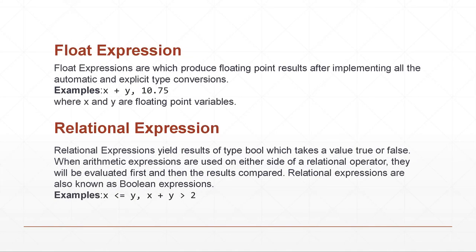Float expressions are those which produce floating point results after implementing all the automatic and explicit type conversions. Examples: x + y, 10.75, where x and y are floating point variables. A relational expression yields a result of type boolean, which takes a value true or false. When arithmetic expressions are used on either side of a relational operator, they will be evaluated first and then the results compared. Relational expressions are also known as boolean expressions. Examples: x <= y, x + y > 2.